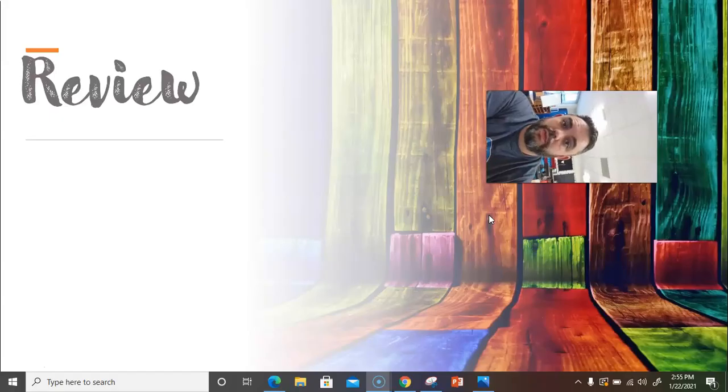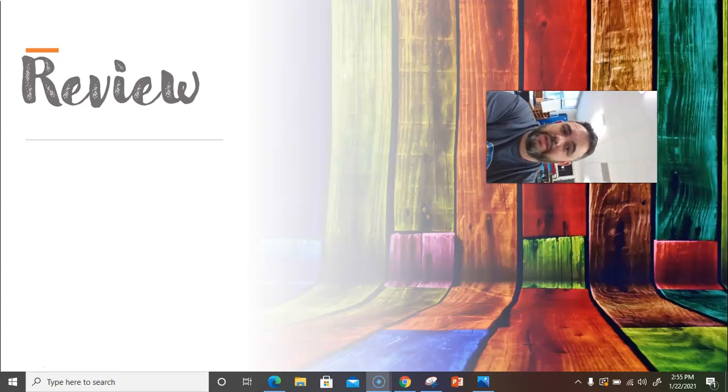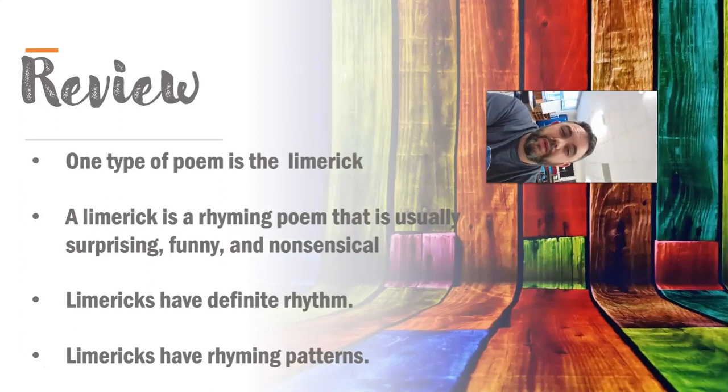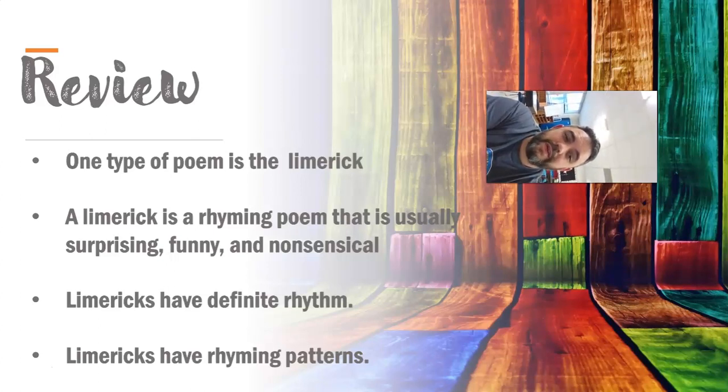All right, guys, so let's review. What is a limerick? What did we talk about today? Well, we talked about the fact that one type of poem is the limerick. We learned that a limerick is a rhyming poem that is usually surprising, funny, and often nonsensical. Right? We know that limericks have definite rhythm, and limericks have definite rhyming patterns.